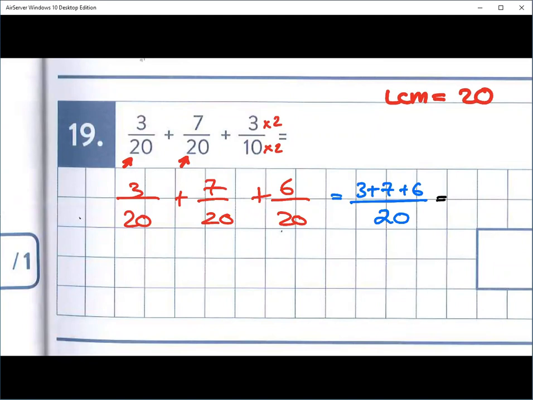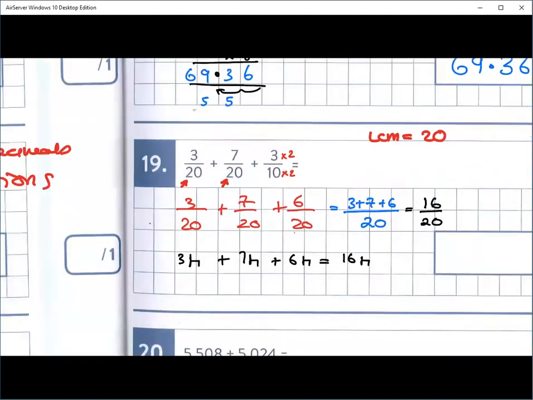If I give you an analogy, I've got 3 chairs, and I got 7 chairs, and I got 6 chairs. So the answer will be what? 16 chairs. So if you've got 3 over 20, add 7 over 20, add 6 over 20, the answer is not going to be 16 over 60. The answer is going to be 16 over 20 because we're counting in terms of 20. That's our base unit. That's the size of the slice. So that'll give you 16 over 20.